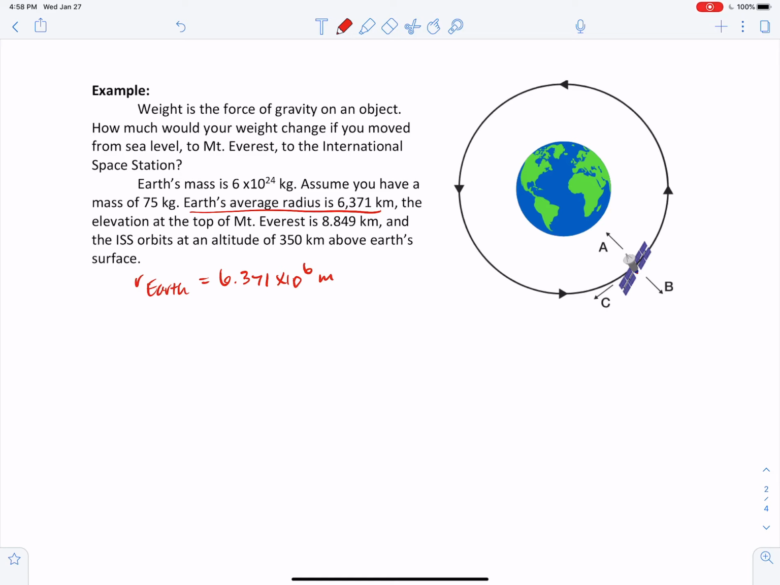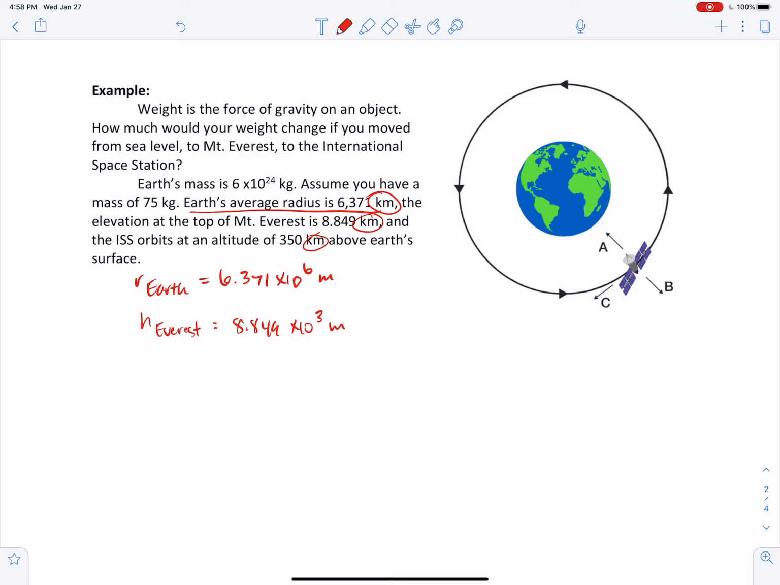And then the height above the Earth of Everest, and I should say above the surface of the Earth, is 8.849 times 10 to the 3 meters. Okay, so specifically I'm taking kilometers here, here, and then here, and I'm converting them to meters by multiplying by 1,000. And then if I'm using scientific notation, I'm putting a single number in front of the decimal point, right?